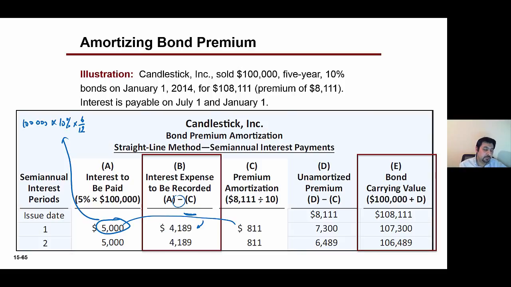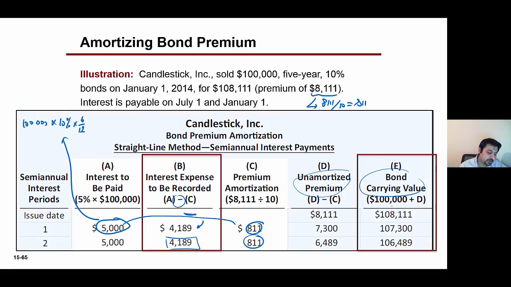Now the premium, this premium here, again with the straight line method, we will divide it by 10 payments. That would give us 811, and this will be the same because it's the straight line method. It's going to be the same with every payment. So as a result, the interest expense is once again going to be the same for every payment. What will be changing will be the unamortized premium and the carrying value.